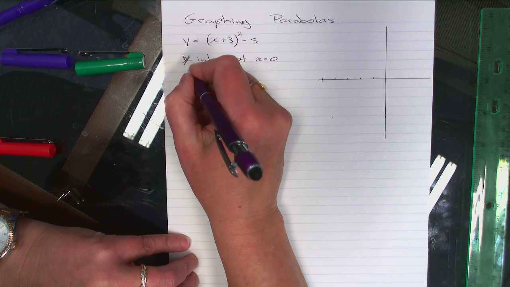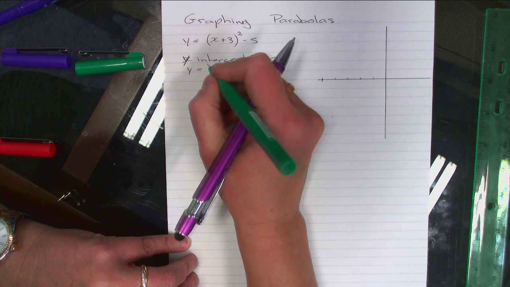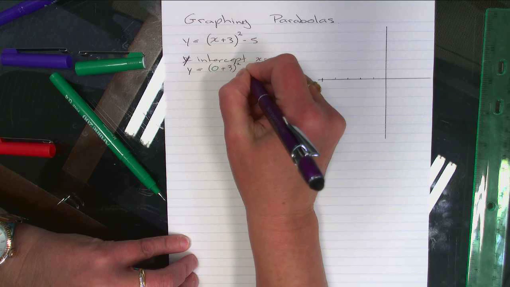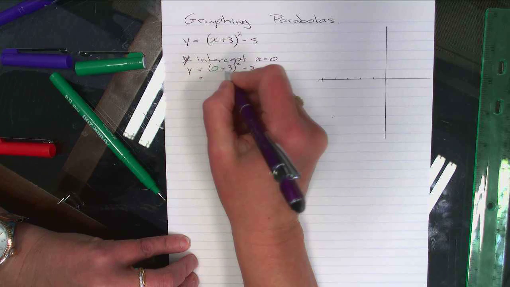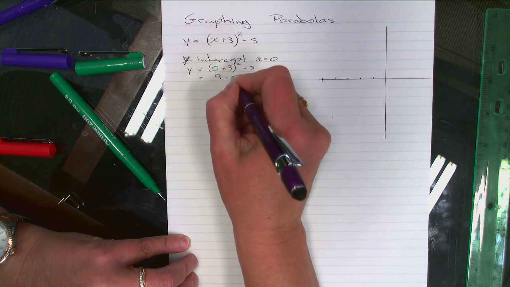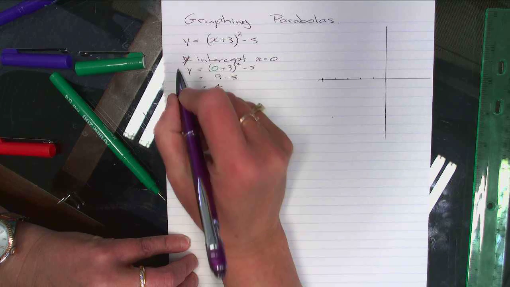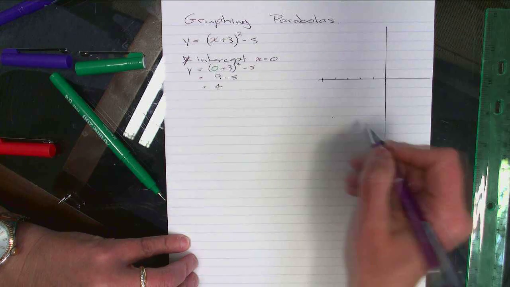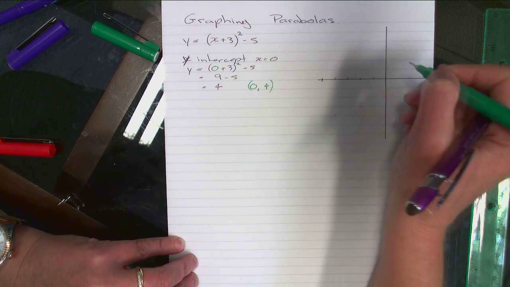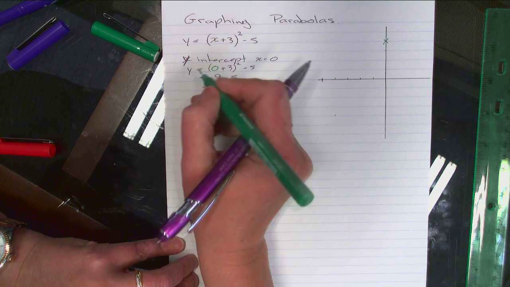So again, we'll say y equals, substitute in the 0 for the x, and then we'll solve it. 0 plus 3 is 3, 3 squared is 9, minus 5 is 4. So that tells us that our y-intercept, so when it crosses the y-axis, is when x is 0 and y is 4. So we'll mark that point off. 1, 2, 3, 4. So that's our y-intercept.